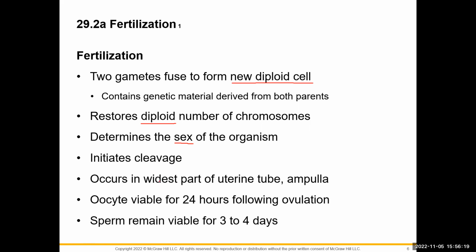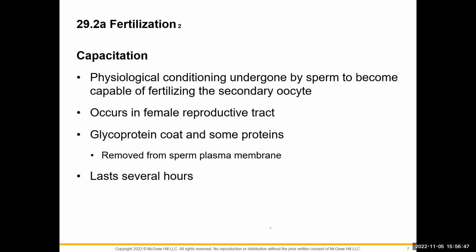And so keep in mind, our secondary oocyte has a ticking clock of 24 hours for fertilization to occur. Once ovulation occurs, the clock is ticking, and that oocyte is only viable for 24 hours. Now, sperm last a little bit longer, 3 to 4 days, but it doesn't matter as much about the sperm because the oocyte's period of time is much shorter. So we have to concern ourselves with that oocyte and what is going to happen prior to fertilization.